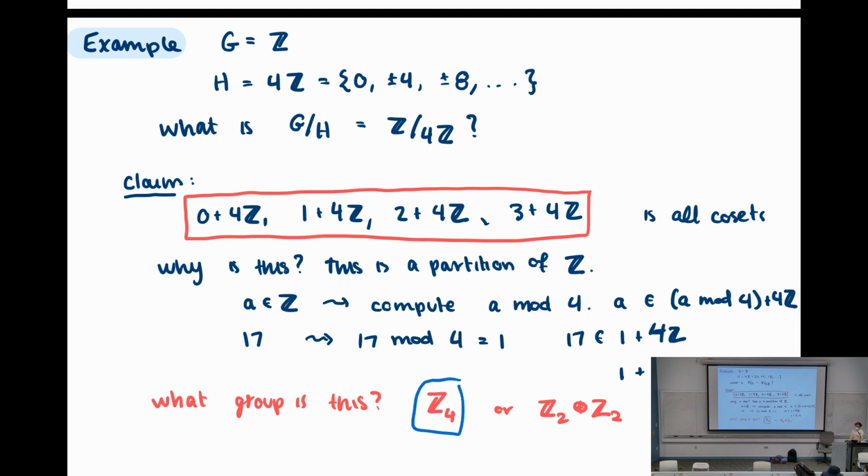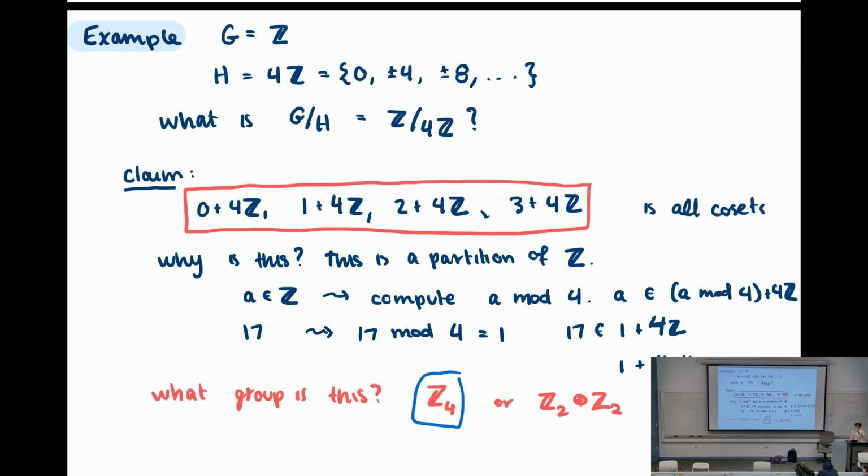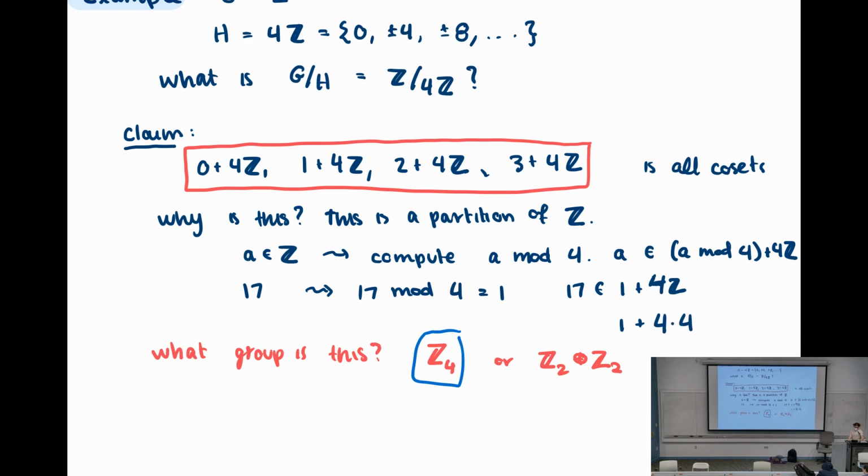And basically, why? By this reasoning, right? Even just by saying which coset something belongs to, I'm already computing with arithmetic mod 4. So this is true: Z mod 4Z, the factor group, is isomorphic to Z4.